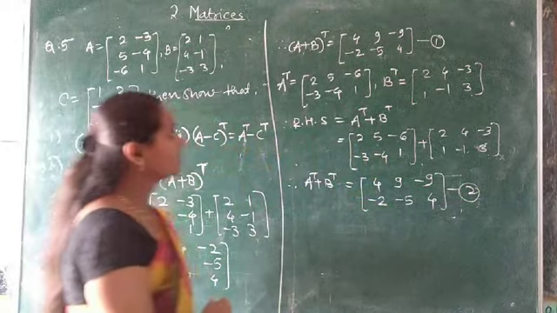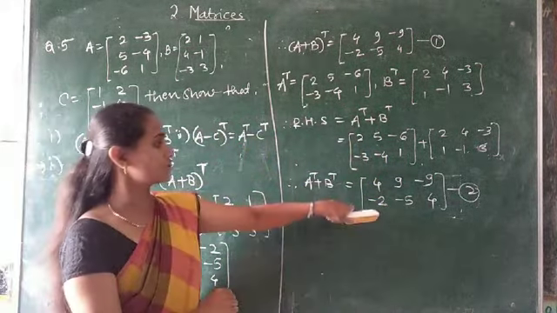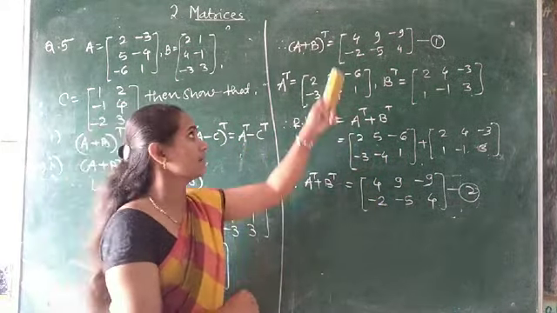Equation number 2. Now look at our equation 1 and equation 2. Both are the same. Therefore, from 1 and 2, LHS is equal to RHS. Therefore, we prove here (A plus B) whole transpose is equal to A transpose plus B transpose. Hence, it is proved.